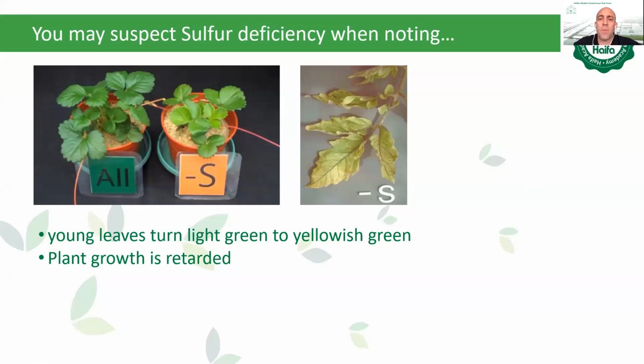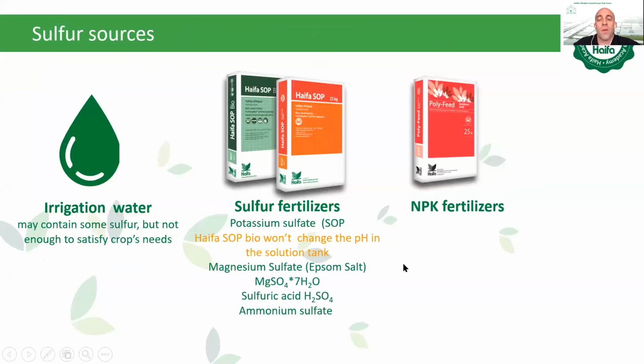Another thing that happens is the plant is retarded. The growth of the plant is retarded when it doesn't have sulfur. Sulfur is very available, or it comes in other forms. Irrigation water may contain sulfur. It depends what the source of the irrigation is.